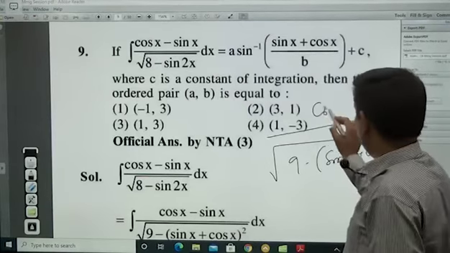Numerator, what do you have? Cos x minus sin x, which is simply derivative of sin x plus cos x. So this is in the form dt by root over a square minus t square, sin inverse of sin x plus cos x by 3. Nothing needs to be done. Directly you will get it, substitutions are not required, t is not required. Directly you will write the answer.